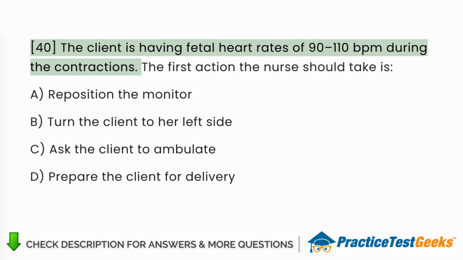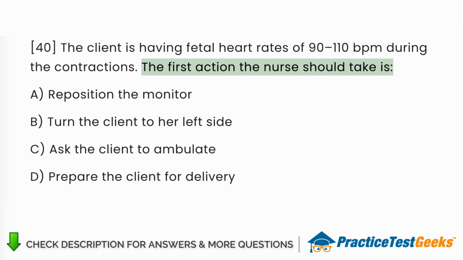The client is having fetal heart rates of 90 to 110 bpm during the contractions. The first action the nurse should take is A. Reposition the monitor. B. Turn the client to her left side. C. Ask the client to ambulate. D. Prepare the client for delivery.